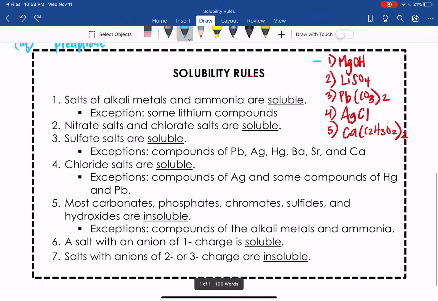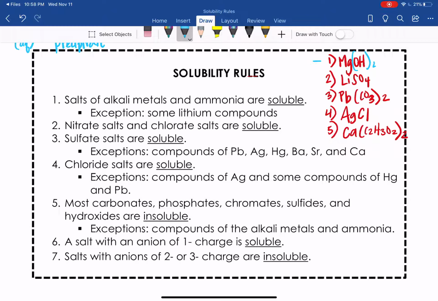Let's read the next rule. Nitrate salts and chlorate salts are soluble. Again, we don't have nitrate or chlorate salts here, so we're going to ignore that rule. Sulfate salts are soluble. That also doesn't apply to us. Chloride salts are soluble. That does not apply to magnesium hydroxide. Actually, this magnesium hydroxide should be written like this. Apologize for that.